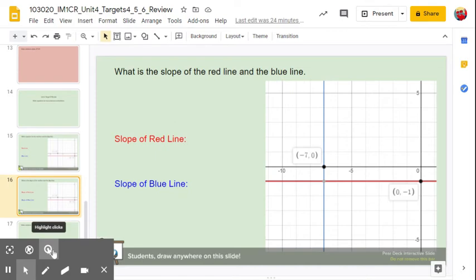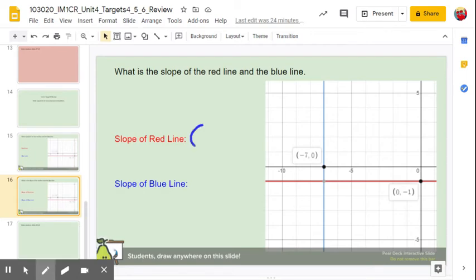Okay, the next question ties into this. It says, what's the slope of those lines? All right, so the red line is a horizontal line, so the slope is 0. Now that makes sense. Remember y equals mx plus b? Well, we know b is -1. So isn't that really y equals 0x minus 1?